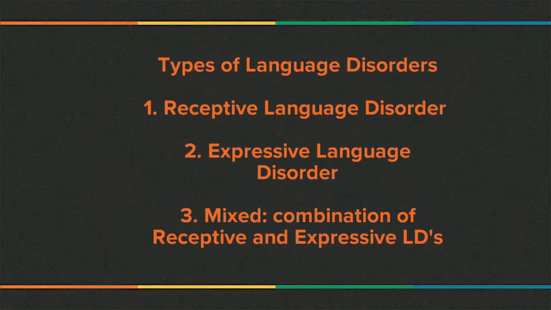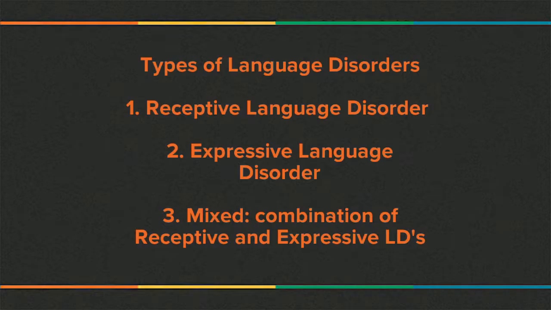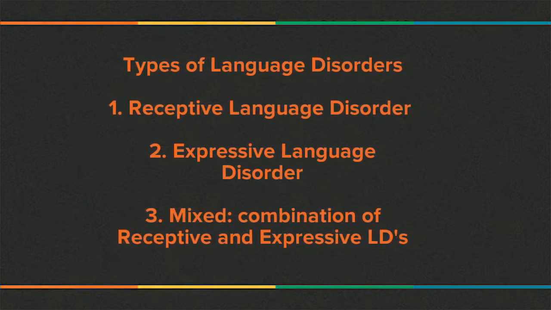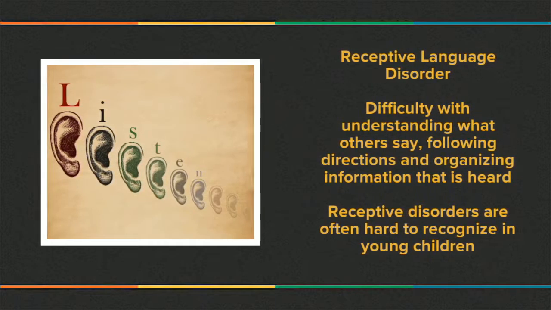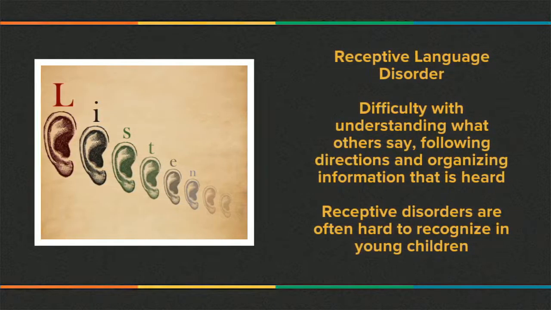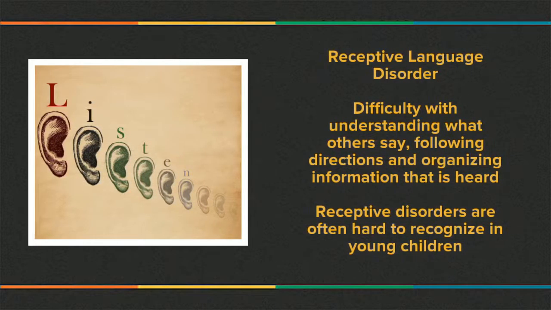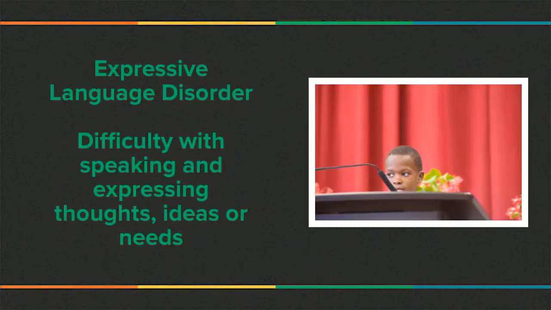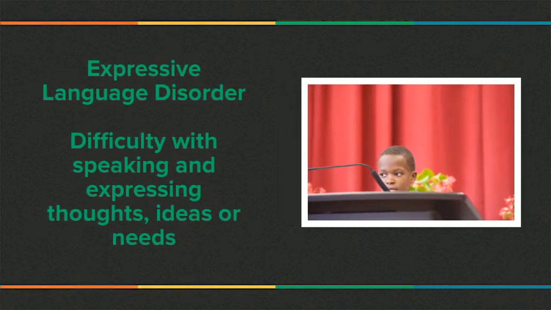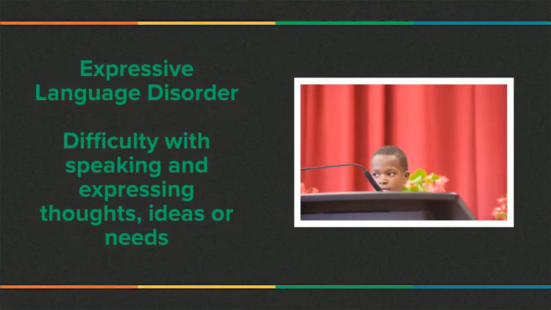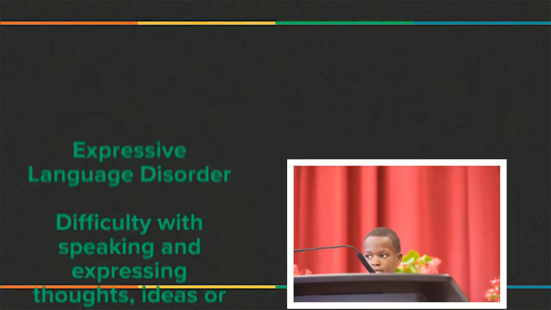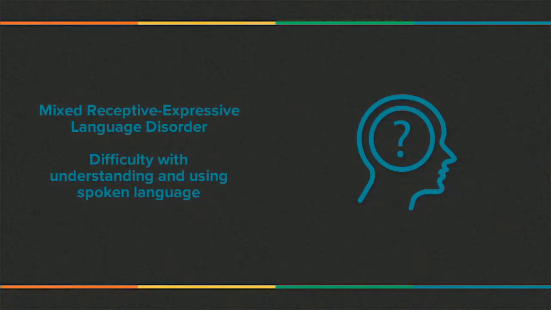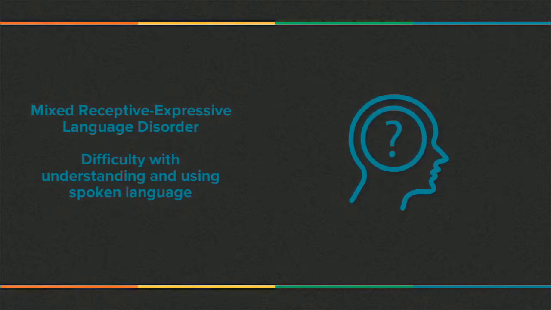There are 3 main types of language disorders: a receptive language disorder, an expressive language disorder, or a combination of both. A receptive language disorder often presents itself with a student unable to follow a simple set of instructions or organizing information that is heard. An expressive language disorder often presents itself as a student having difficulty with speaking and expressing thoughts or ideas. A mixed language disorder refers to a student who has difficulty with understanding and using spoken language.